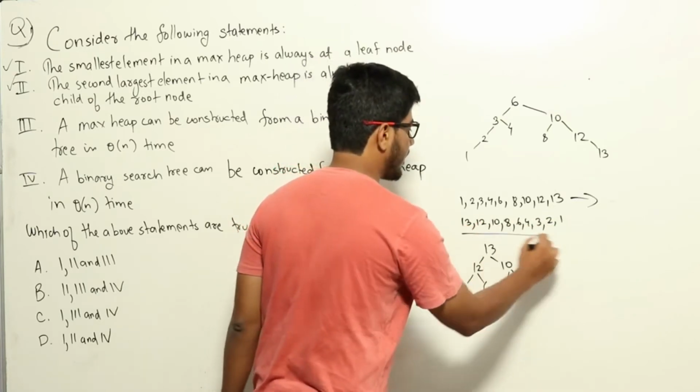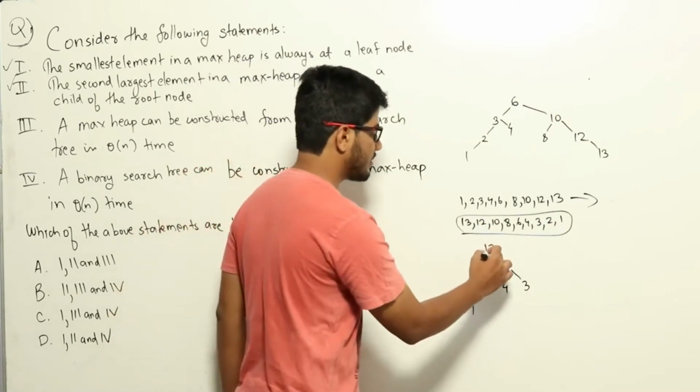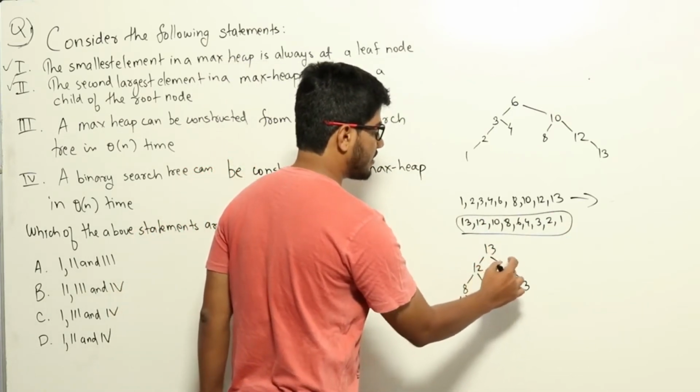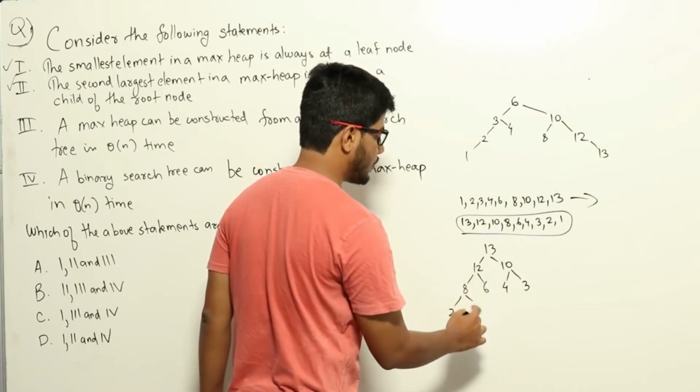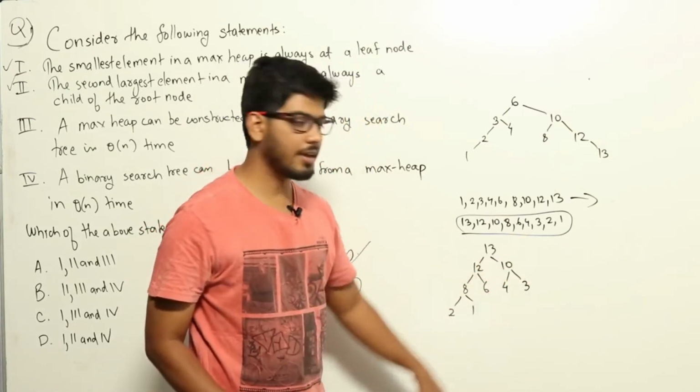Now if you take a look here, if I put that in array form, this is nothing but a binary heap given like this: 13, 12 and 10 are its children, 12's children are 8 and 6, 8's children are 2 and 1, 10's children are 4 and 3. So this is nothing but a binary heap.